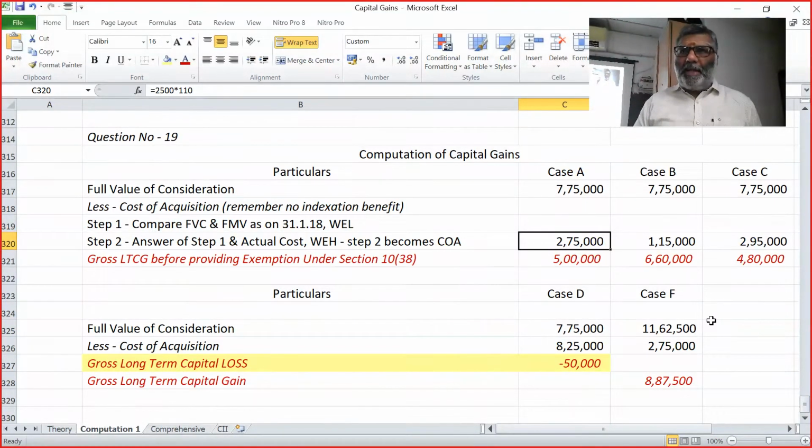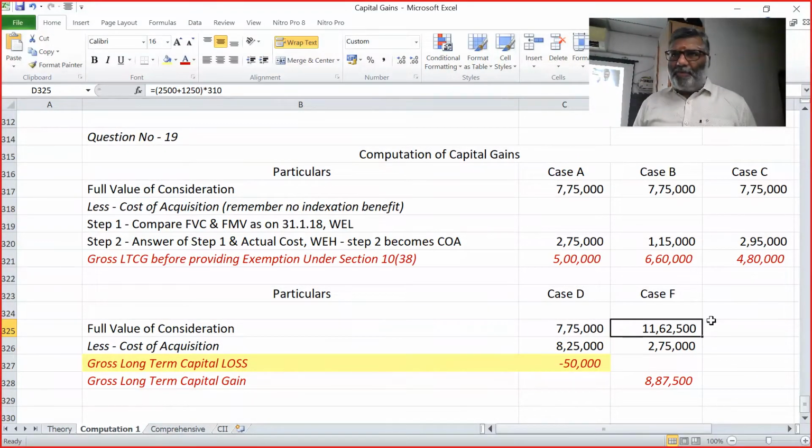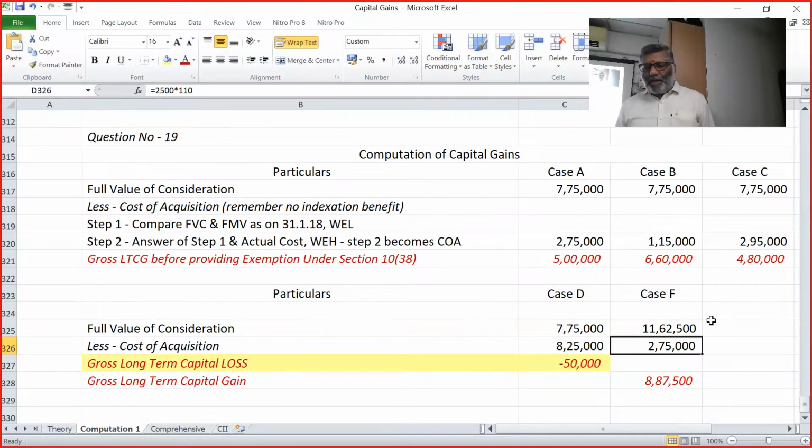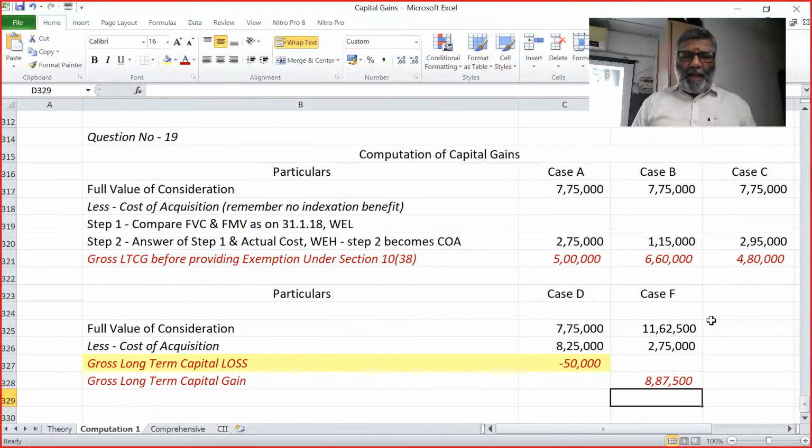In this case, 110 is the cost we are getting. In this case, 46 is the cost we are getting. In the third case, 118, so we should take whichever is higher. In the fourth case, case B, 330, because the actual cost becomes higher. And in the fifth case, the total number of shares is 3,750: 2,500 regular shares plus 1,250 bonus shares. So 3,750 shares into 310 minus the cost of acquisition only for 2,500 shares, because the bonus is issued after the date. So I'm getting a gain of 887,500. Once you are over with it, I will continue for case E.